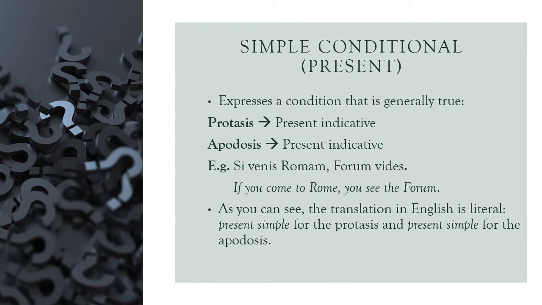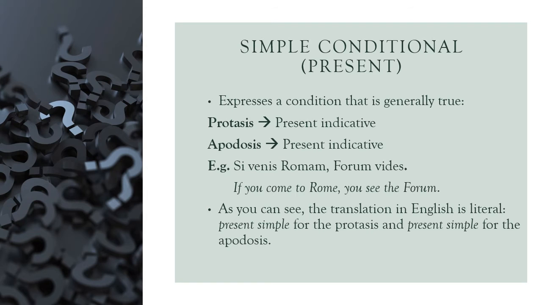Let us come to the actual conditional sentences. So the first one is the simple conditional for the present tense. This conditional expresses a condition that is generally true in the present. So if I were to give an example in English, it is: if you stay out in the sun for too long, you get burned. Because it is a thing that always happens. So I am expressing basically a general truth.